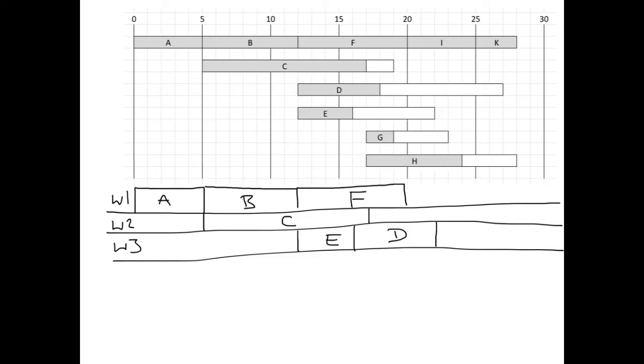So we would assign G to worker 2. So that one fits in there. We advance the time to 19, and now H can start. So that one will go until that time. Advance the time to 20, I can fit in, so that will go in there. And advance the time to 25, and that one will fit in there. So again, we've managed to allocate all of our activities to the three workers.